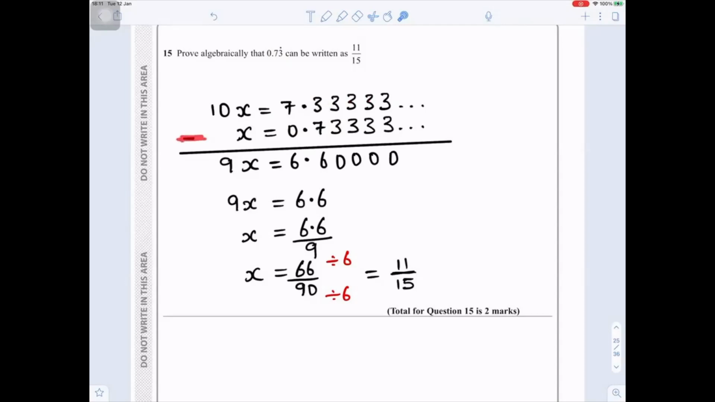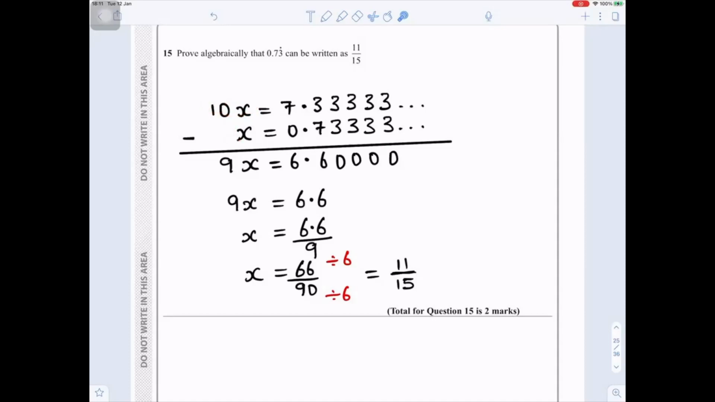Now you want to subtract. The 3 minus the 3 is 0, 3 minus 3 is 0, 3 minus 3 is 0, 3 minus 3 is 0. 3 minus 7, this cannot go, so you take 1 and add there, it becomes 13. 13 take away 7 is 6, and you're left here with 6. 6 take away 0 is 6. So you get 6.6. 10x take away 1x gives you 9x.